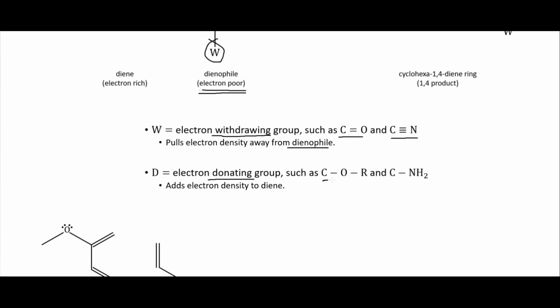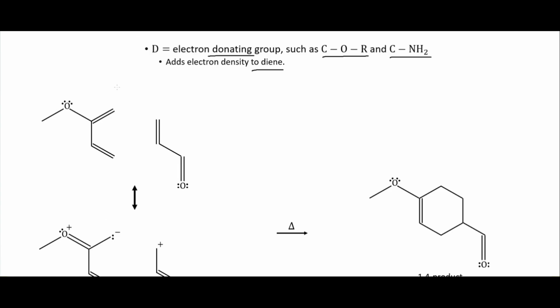These can be things like alcohols and ethers, or these amine groups. These add electron density to the diene. Remember, the diene is electron rich, so adding more electron density to it will make it even more reactive. And so what that looks like is this.